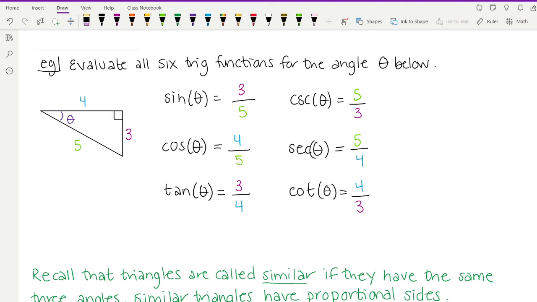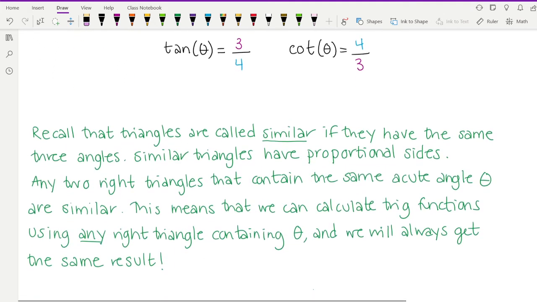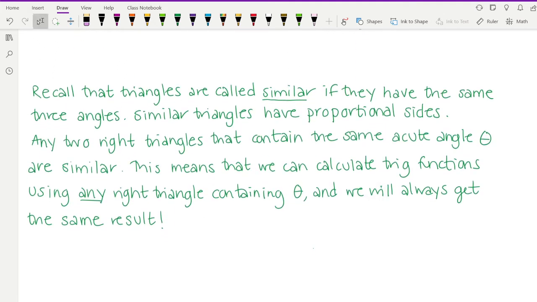Okay, so one thing that is important to realize about right triangle trigonometry, and this will help us in a moment to connect this back to the unit circle, is that the specific triangle that you draw with that angle in it actually doesn't matter. And why is that? Well, it has to do with similar triangles.